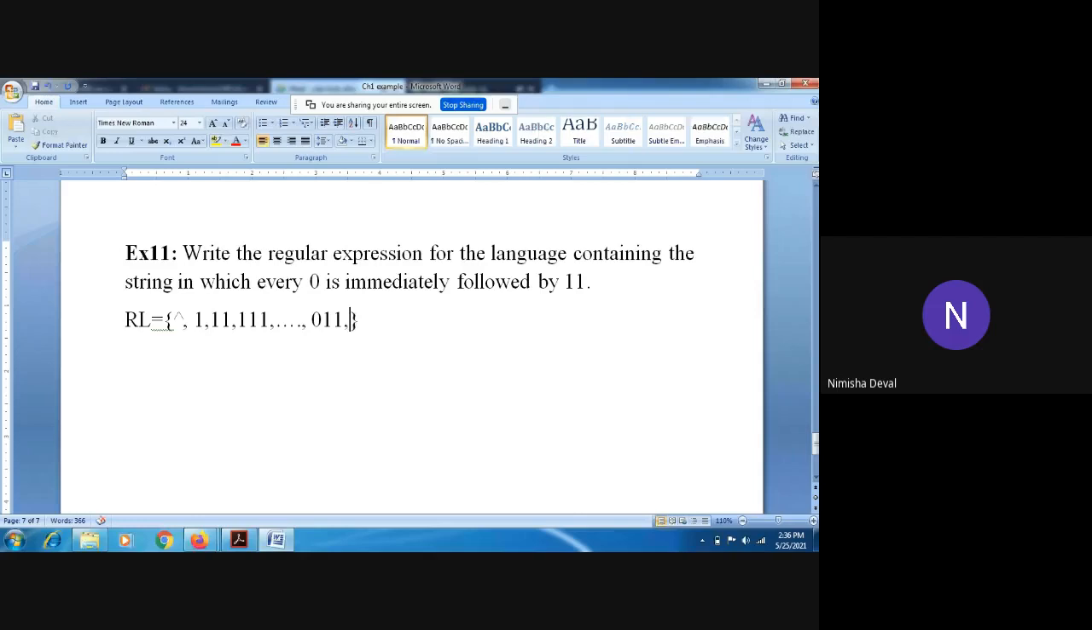Suppose now 0 1 1, 0 1 1 and 1. It is also possible, right? Comma, 0 1 1.